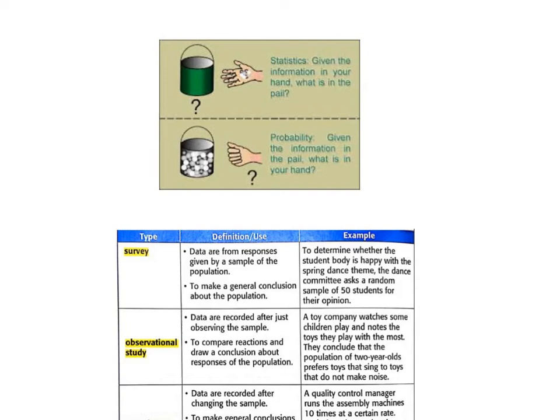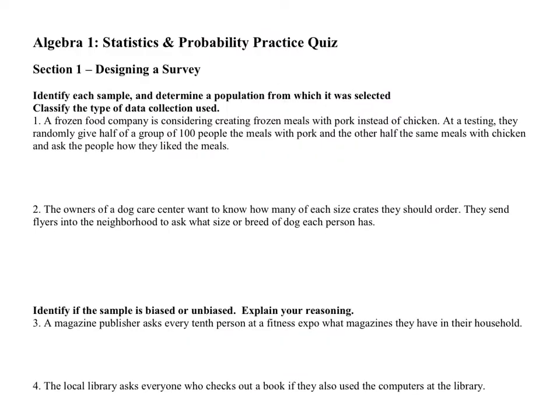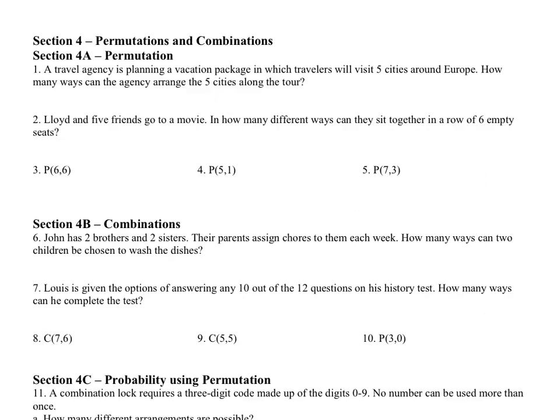Section 4A, Permutation. Permutations and combinations. First, permutations. And the key to permutations is that order matters. For combinations, they do not.